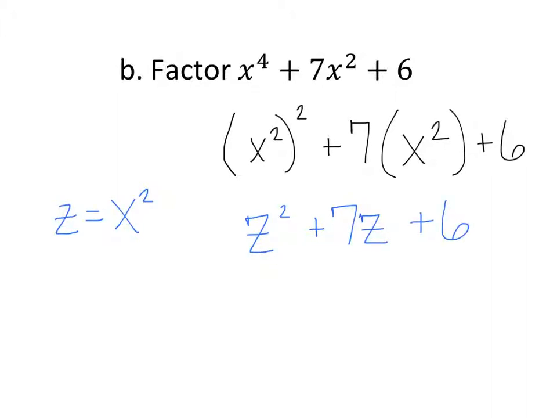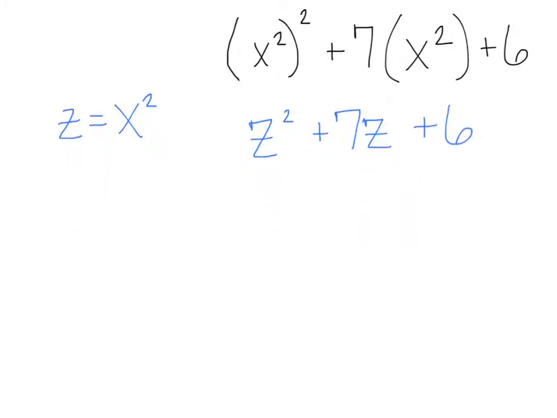Why are we using Z? Because Z's better than Zebra. It's a letter. Zebras aren't racist because they're black and white.